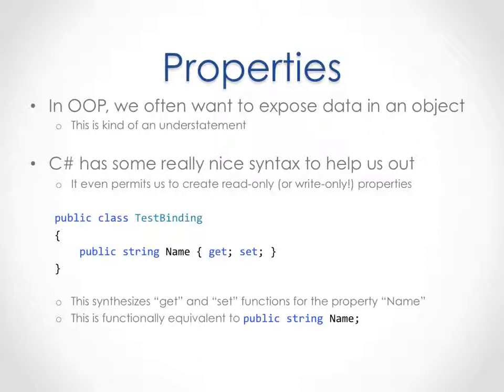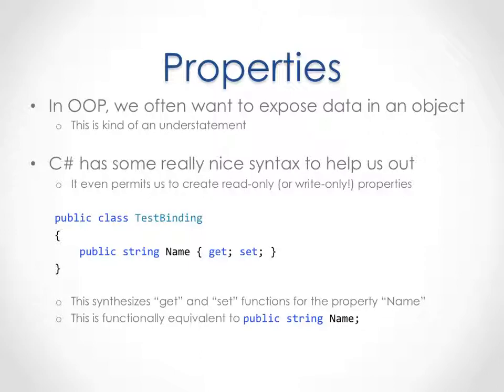So properties in object-oriented programming are used to expose data in an object, but expose it in a way that we don't release full control of that data to the outside world. By the outside world, I mean other people using your program. For instance, if we have phone number in here, we might only want to allow strings that are valid phone numbers to be set into our phone number property.